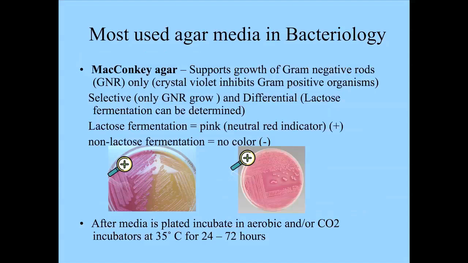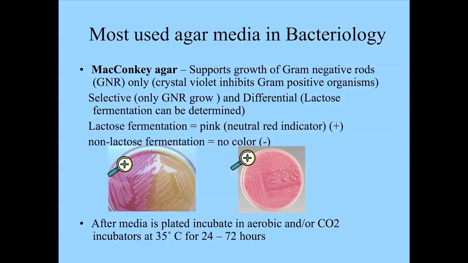On the next slide, we talk about the agars which are most used for gram-negative rods. MacConkey agar is the one that's most commonly used, and it is termed a selective and differential agar because it selects for the growth of gram-negative rods by the inclusion of crystal violet, which inhibits the gram-positive organisms. And it also is differential because you can determine lactose fermentation on this agar.